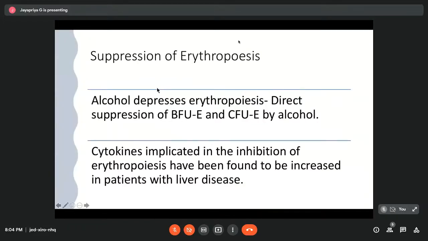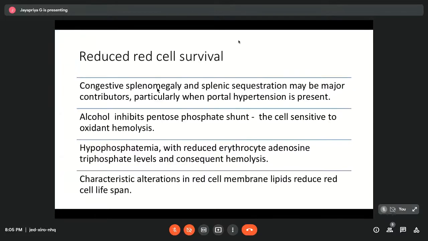So how does anemia develop in liver disease? One is the pathway as in anemia of inflammation, because underlying inflammation can cause anemia of inflammation. Secondly, in patients with alcoholic liver disease, the alcohol itself can directly depress erythropoiesis by suppressing the burst forming units and colony forming units, and reduce red cell survival, as seen in chronic kidney disease and anemia of inflammation. The same way, even in liver disease, red cell survival can be decreased. So these are the reasons for the decreased red cell survival.